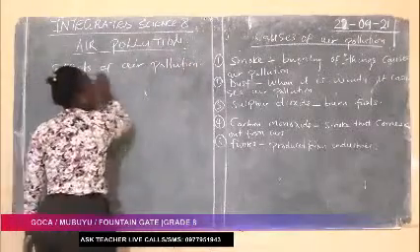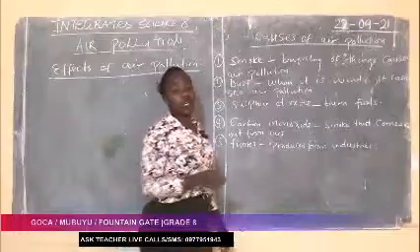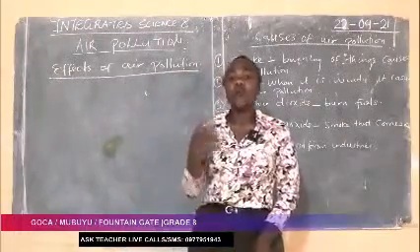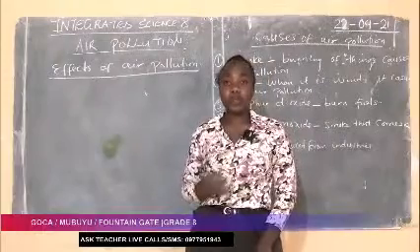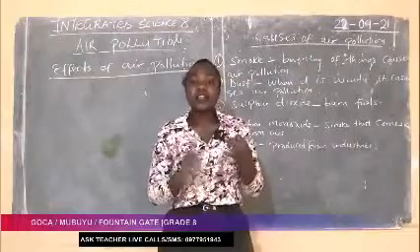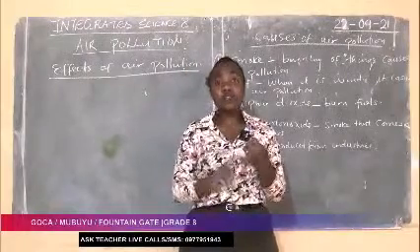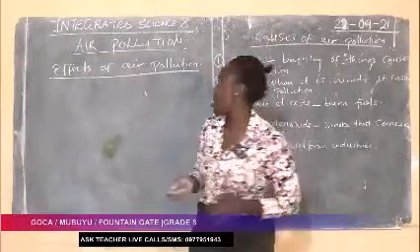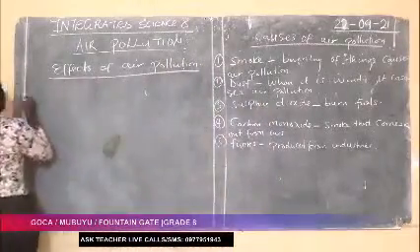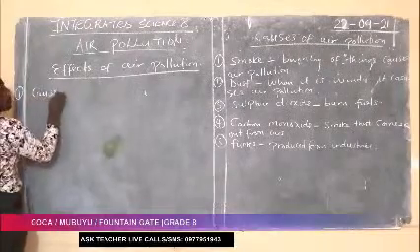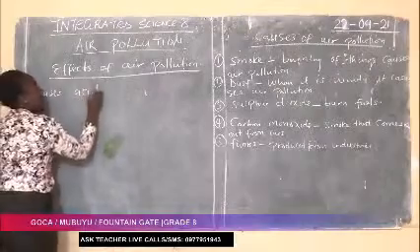Okay, we have looked at the causes of air pollution. Let us look at the effects of air pollution. What are the effects of air pollution? Okay, 1, it causes acid rain. So the effects of air pollution is that they cause what? Acid rain. Okay, so the first effect is that it causes acid rain.